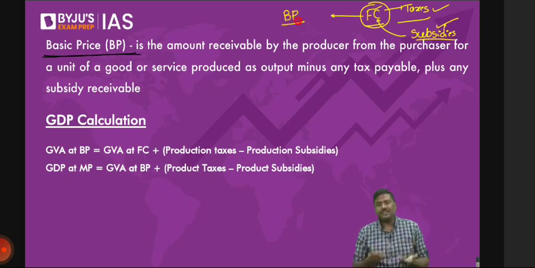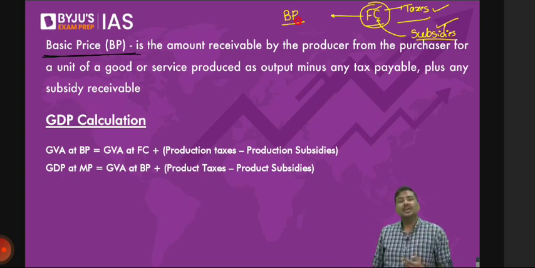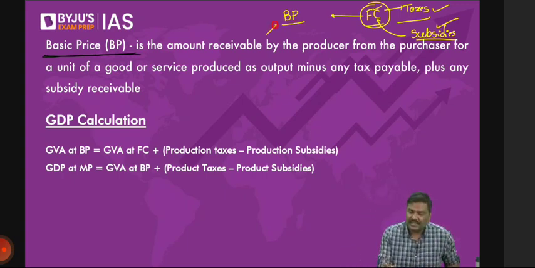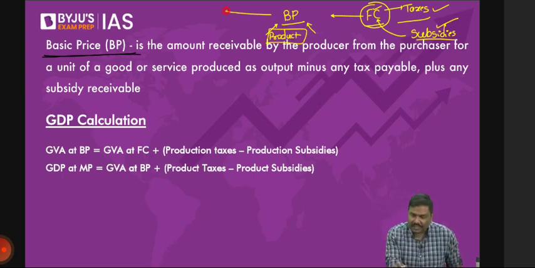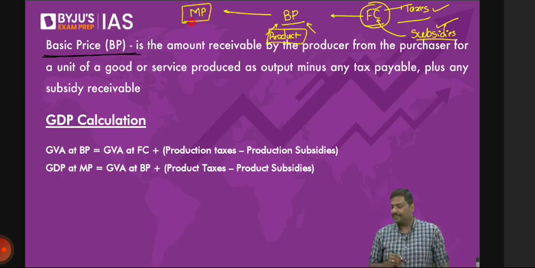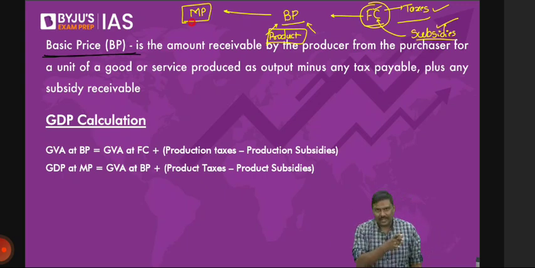Of course, no. Why should it not be the market price? What about product taxes? What about product subsidies? Now you will adjust the basic prices with the product taxes and product subsidies. Now, after this, you will come to the market prices. Any difficulty in understanding the flow?